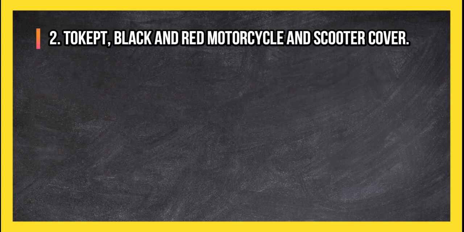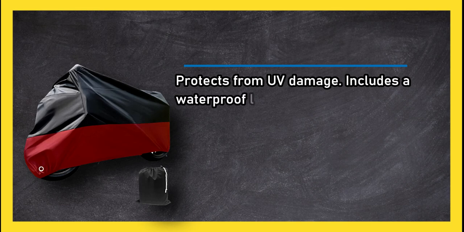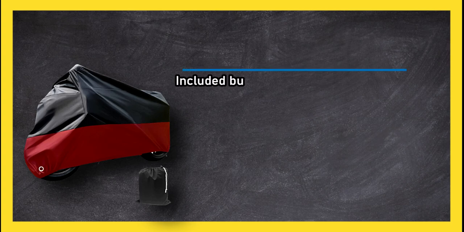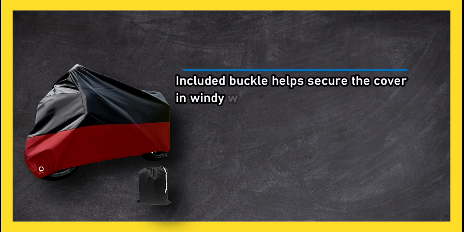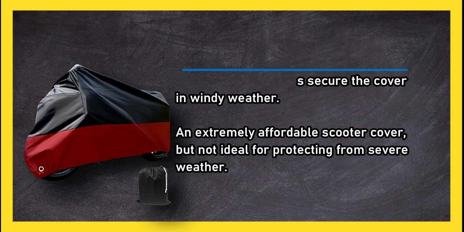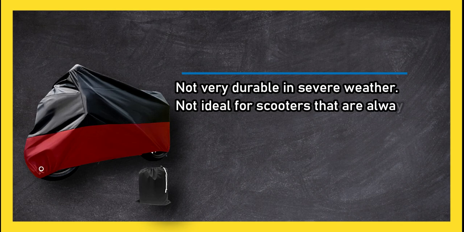At number 2, Tokept Black and Red Motorcycle and Scooter Cover. Protects from UV damage. Includes a waterproof layer. Lightweight and easy to take on and off. Included buckle helps secure cover in windy weather. An extremely affordable scooter cover, but not ideal for protecting from severe weather. Not very durable in severe weather. Not ideal for scooters that are always outside.